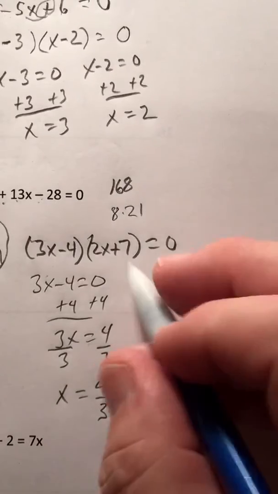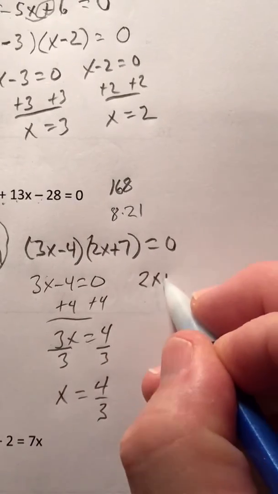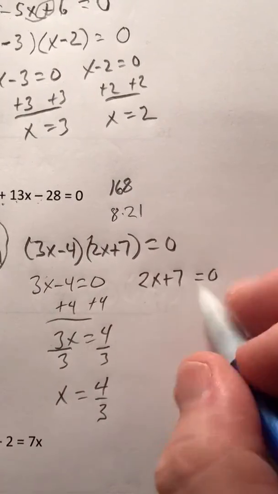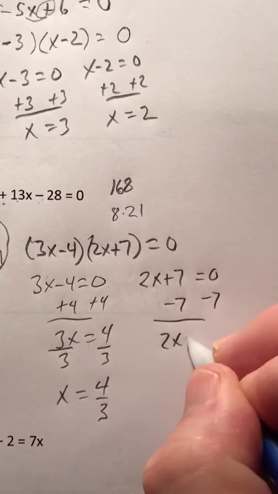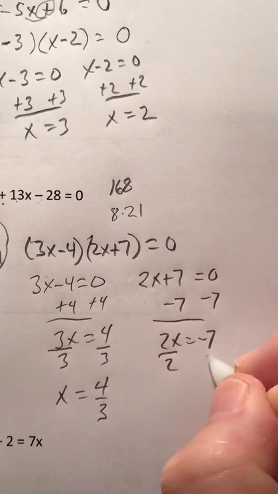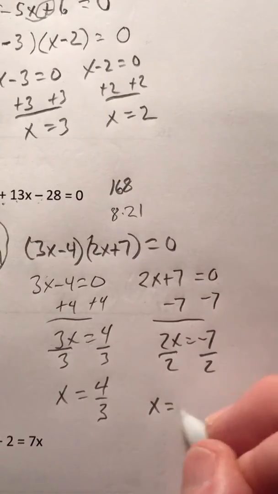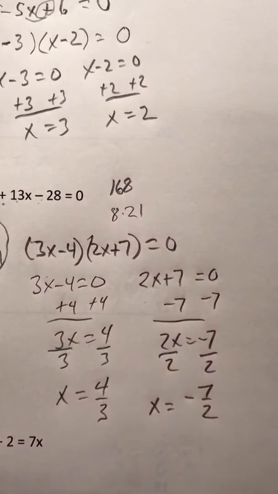All right? And then we do the same thing with the 2x plus 7. Set that equal to 0. Subtract 7. 2x equals -7. And then divide by 2. And we get x equals -7/2.